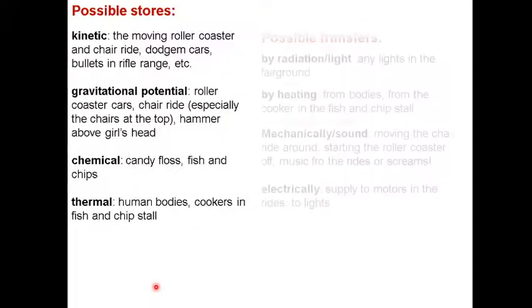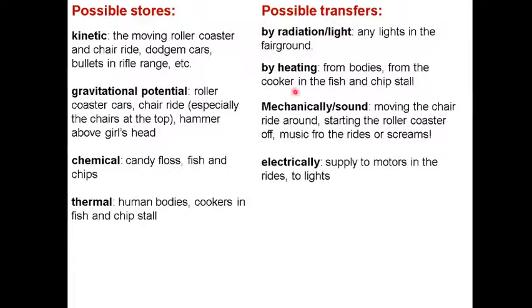For the transfers, we've got some examples here. So by radiation or by light, sometimes we say. So anything that's giving off any light, so lights from the fairground will be radiating visible radiation. By heating, so energy being transferred by heating, we can talk about heating in terms of particles and by radiation as well. So we'll have a look at that a little bit later. So anything that's giving off infrared radiation is transferring energy by heating.